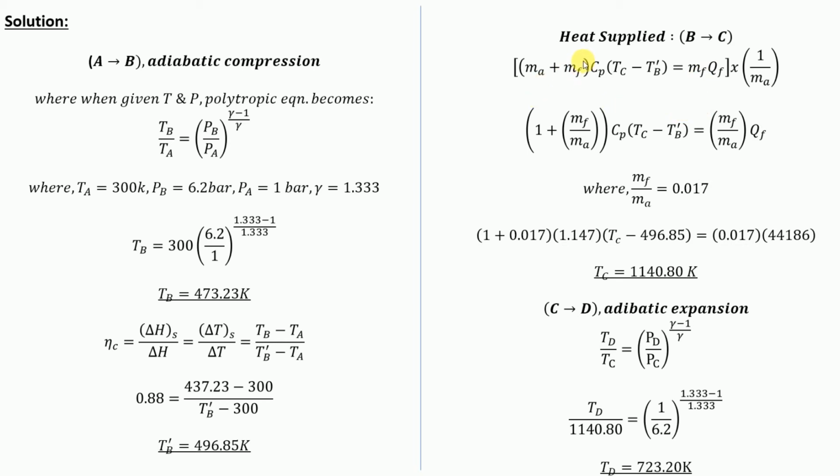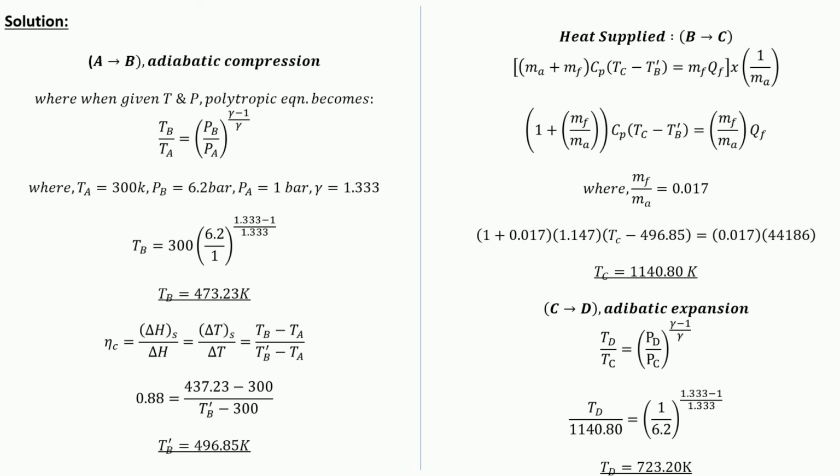And we use the mass to be the total mass, which is the sum of the masses of air and fuel. So we multiply the equation by 1 over MA so that we could use the value for mass of fuel over mass of air, or the ratio of their masses, which is 0.017. So now our equation becomes this form. Substituting the values, we get the value for TC to be 1140.80 Kelvin.